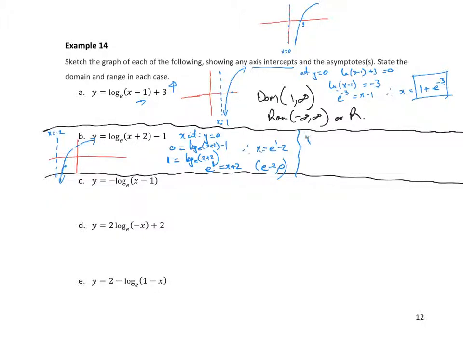Y-intercept, put x equal to 0. I get y is equal to the natural log of 2 minus 1. So there's my y-intercept. And the domain of this graph, if you look, the asymptote shifted 2 places to the left, so it's from negative 2 to infinity. And the range of that graph is just R.